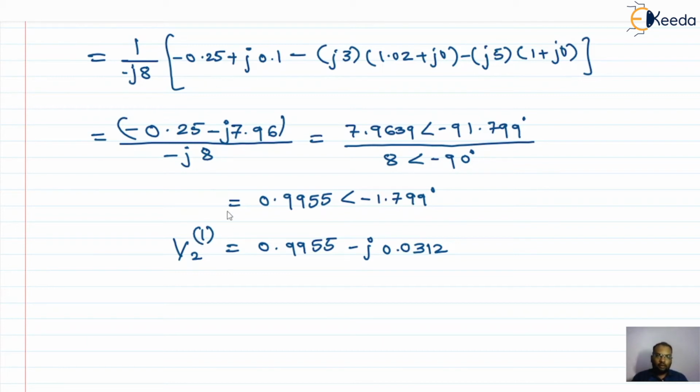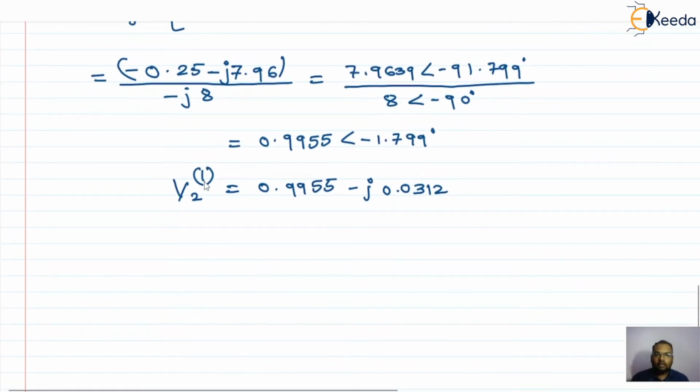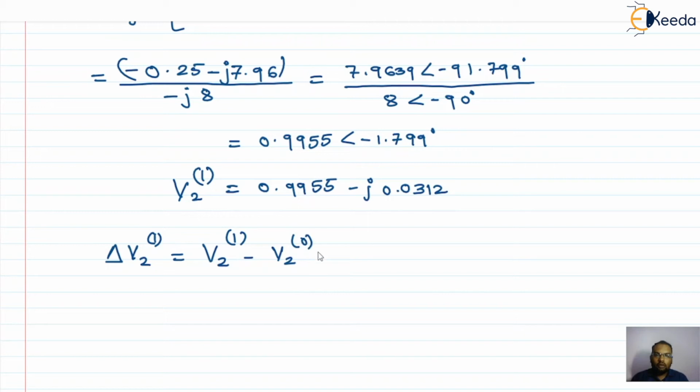Okay, again, if you recall the problem, the acceleration factor is given. So we have to use that acceleration factor to find out the accelerated value of the voltage at bus 2 after this first iteration. For that, we need to find the change in voltage at bus 2 in the first iteration. This change in voltage is nothing but the voltage at bus 2 in the first iteration minus the voltage at bus 2 in the earlier iteration. This will give you the change in voltage at bus 2 in the first iteration.